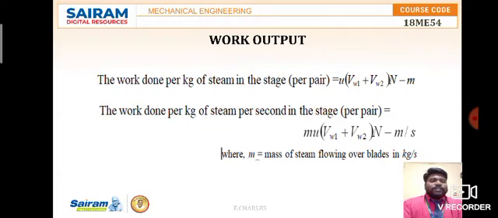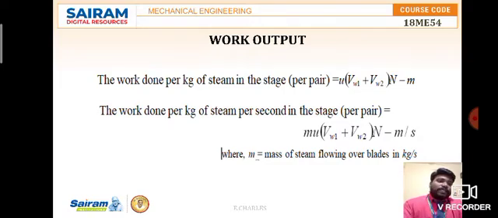Now coming to this, we will see what the work output is. As we have already studied, the work done per kg of steam in the stage is equal to u into (Vw1 plus or minus Vw2) Newton meters, where u is the linear velocity.